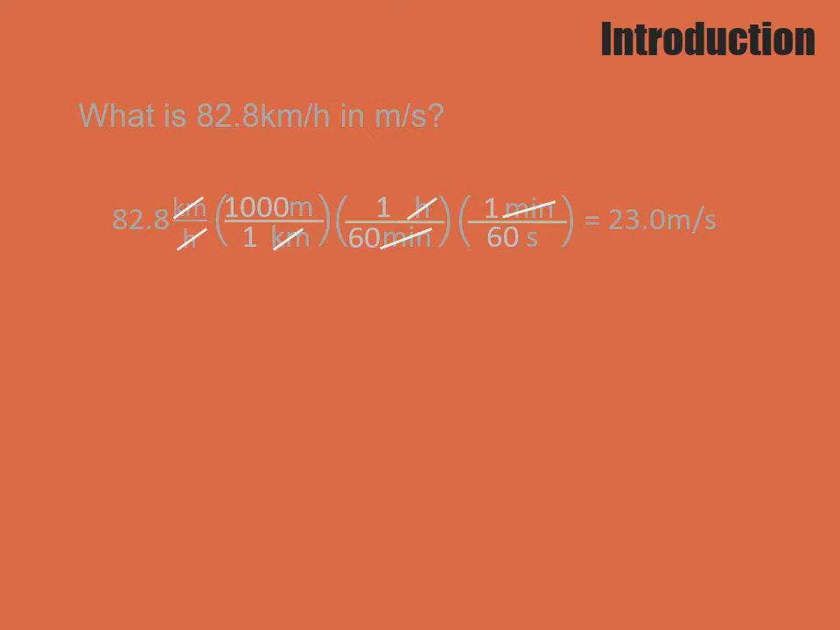Now 82.8 kilometers an hour is the same as traveling 23.0 meters per second. If you are driving down the road covering 82.8 kilometers in an hour, you are also covering 23.0 meters every second. They are equivalent, just expressed with different units.